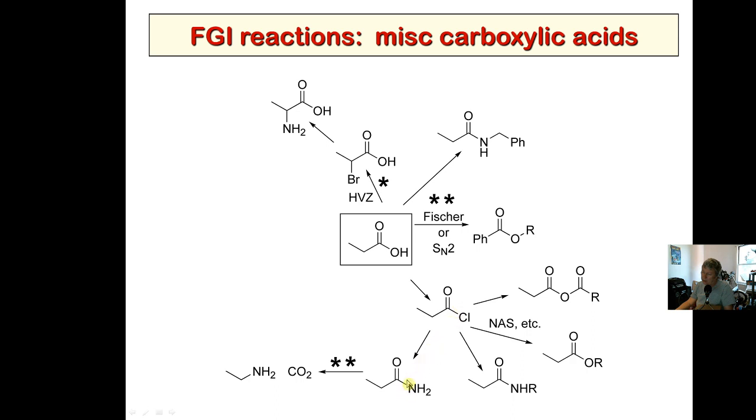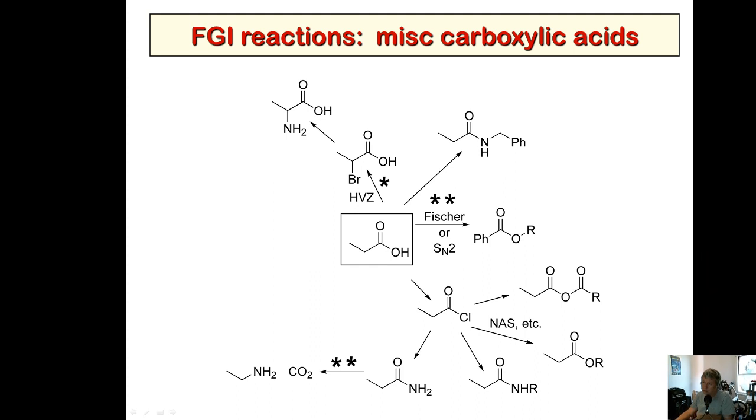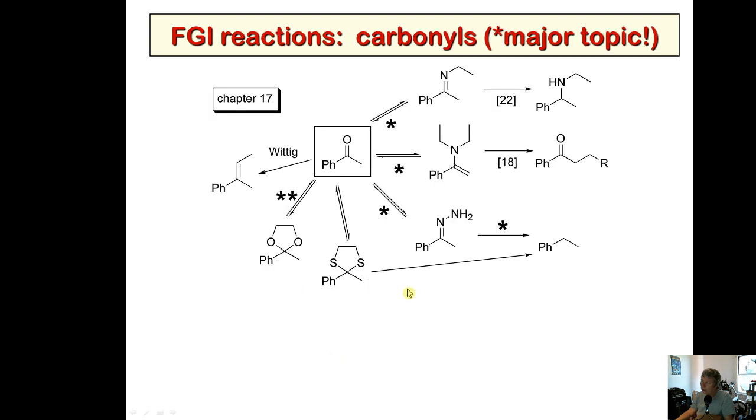And remember, what can we do with that? Well, that was the, what was this? Something degradation rearrangement. The something rearrangement. Hoffman rearrangement, right? Yeah, Hoffman rearrangement. Remember that fun reaction? Okay.